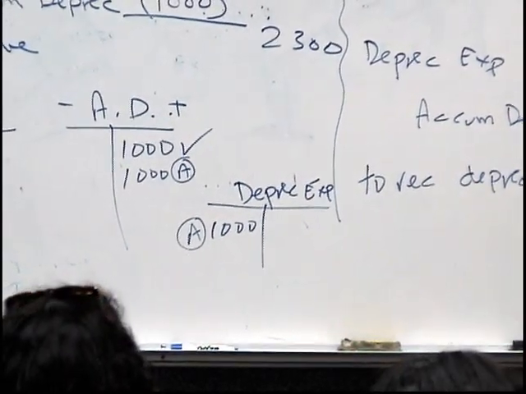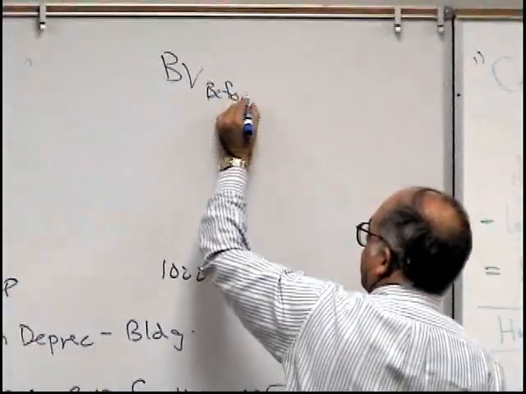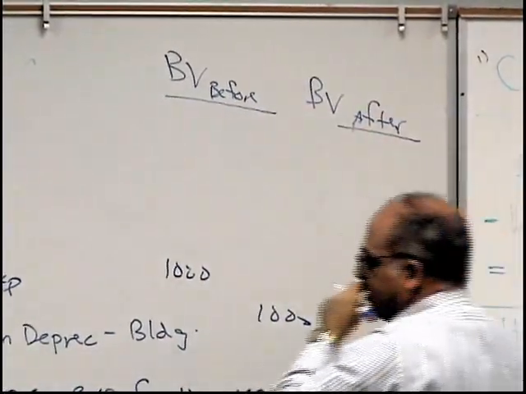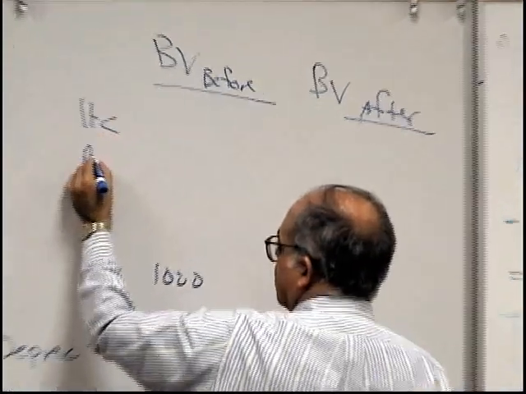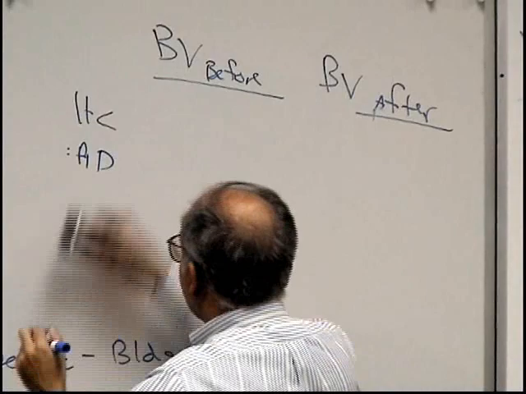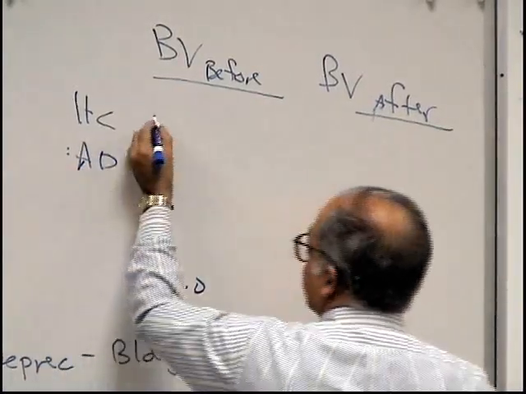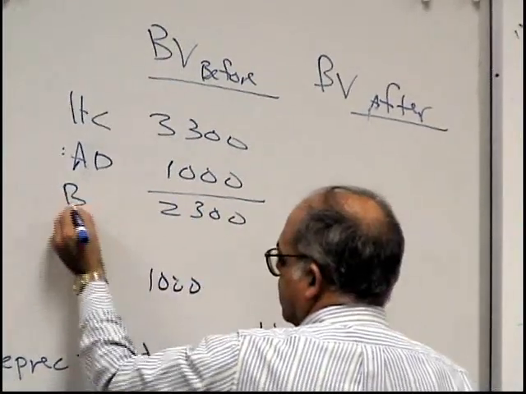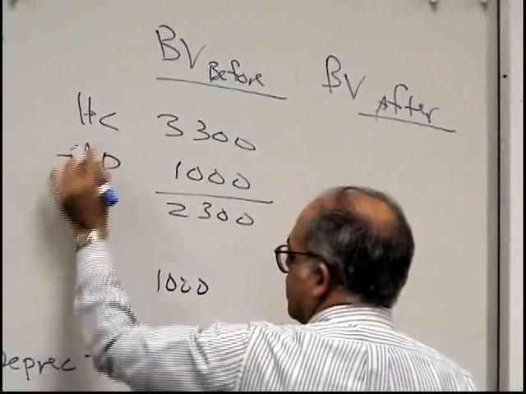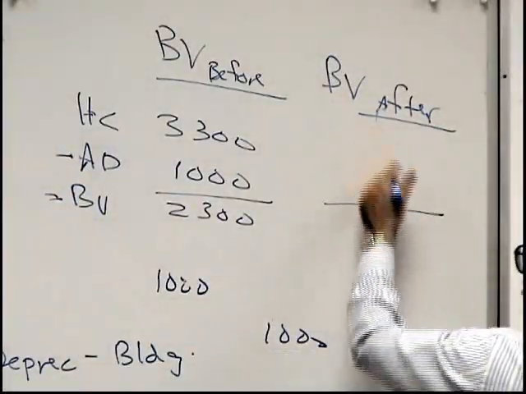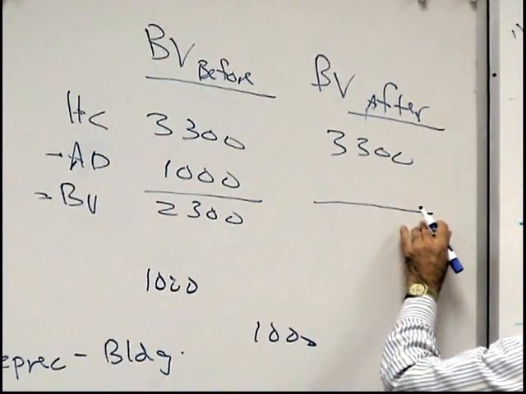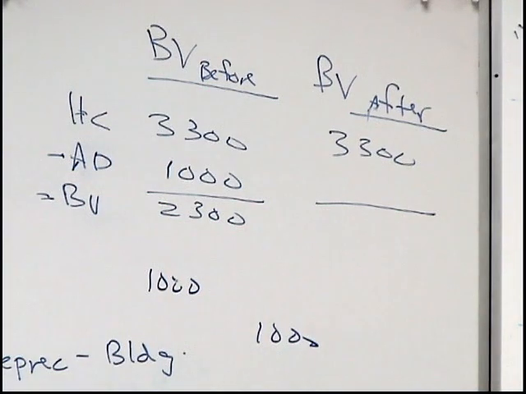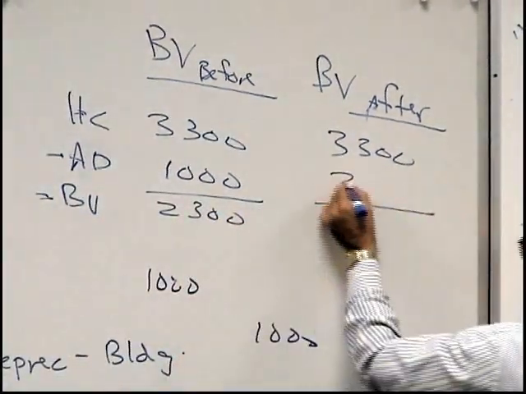So let's just look at the book value here, before and after I made the adjusting entry. The historical cost of the asset less the accumulated depreciation was $3,300 minus $1,000, which is $2,300. Historical cost minus accumulated depreciation equals book value. And after I made the adjustment, $3,300 minus what's the total accumulated depreciation? $2,000.